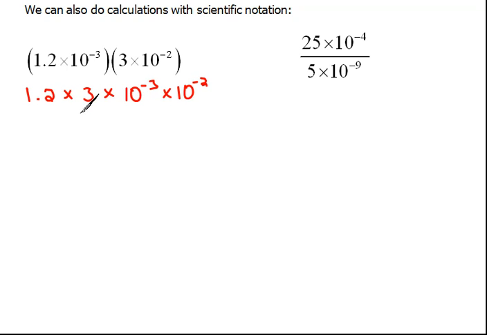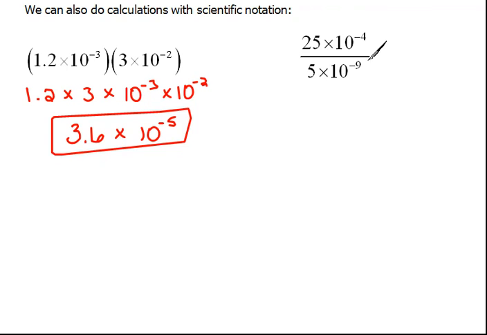Now we can multiply our numbers very easily. 1.2 times 3 would be 3.6 times. Here we're multiplying like bases, so we would have to add the exponents. Negative 3 and negative 2 would make that 10 to the negative 5 power.